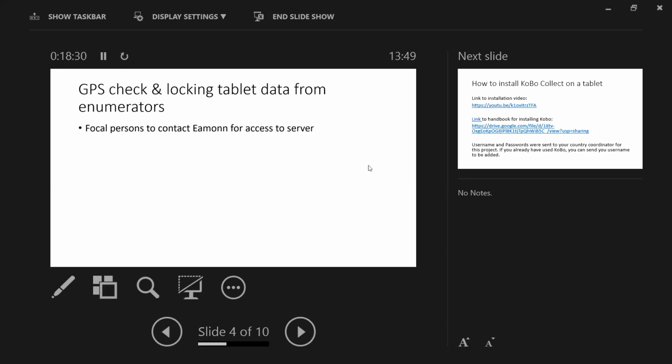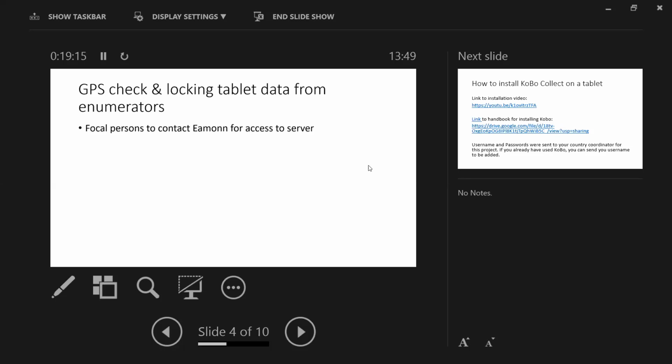So I'm moving to the next question or issue, which is about the GPS check and locking the tablet data from enumerators. What I would like to happen is that we have for each country one focal person, and this focal person, I will give access to the server with all the data. So from the server, he or she can check the quality of the data that is coming in from their country.